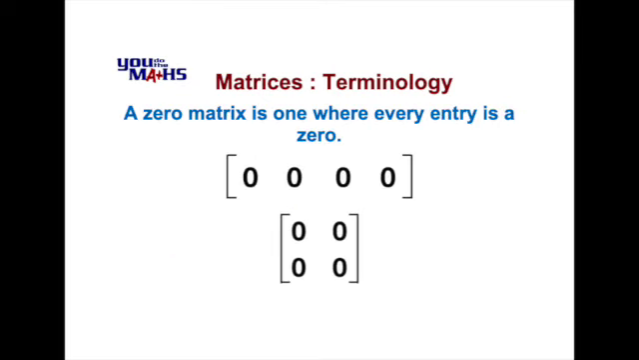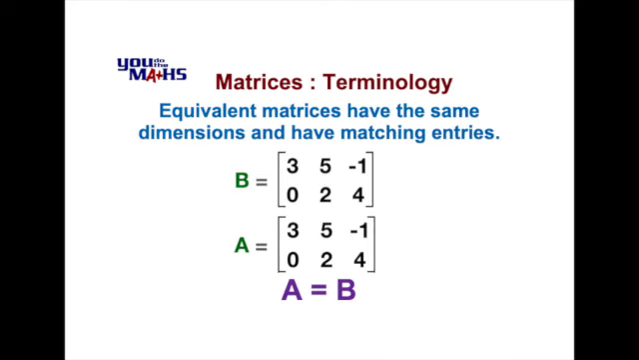A zero matrix is one where every entry in the matrix is 0. So regardless of the size of the matrix, if every single entry is a 0, that is a zero matrix. Two matrices are said to be equivalent if they have the same dimensions and they have matching entries in every position.